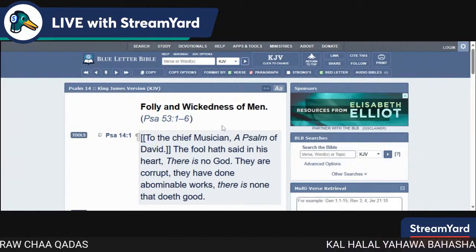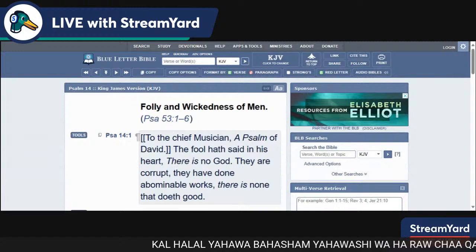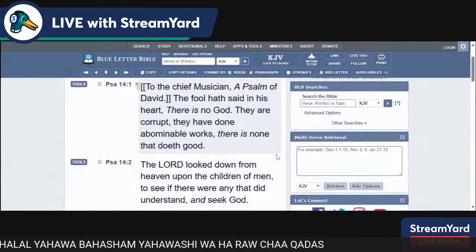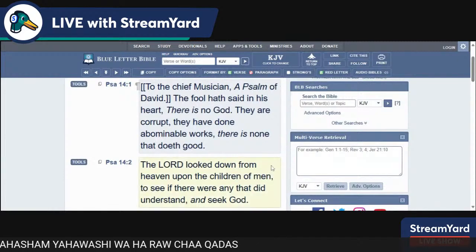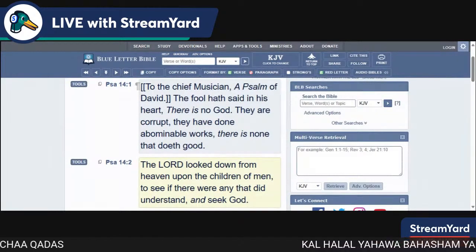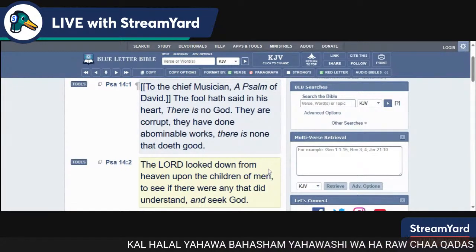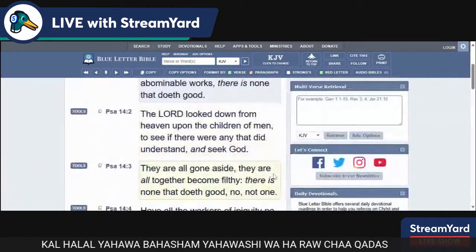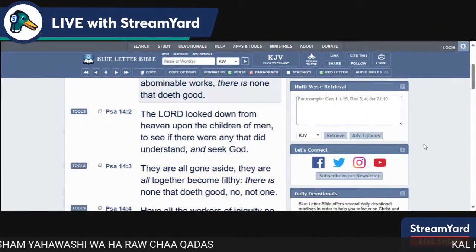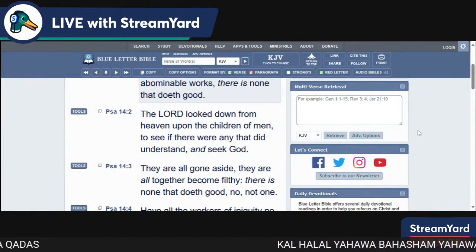And this is supposed to be reflections on ethics. Folly and wickedness of men. The chief musician, a psalm of David. The fool hath said in his heart, there is no power. They are corrupt. They have done abominable works. There is none that doeth good. And that can be described as the 2/3 and the wicked, which includes Esau and the other nations.